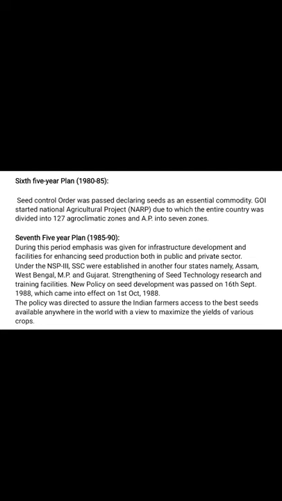The 6th Five-Year Plan from 1980 to 85. In this period, Seed Control Order was passed, declaring seeds as an essential commodity. Government of India started the National Agricultural Project, due to which the entire country was divided into 107 agroclimatic zones and AP into 7 zones.